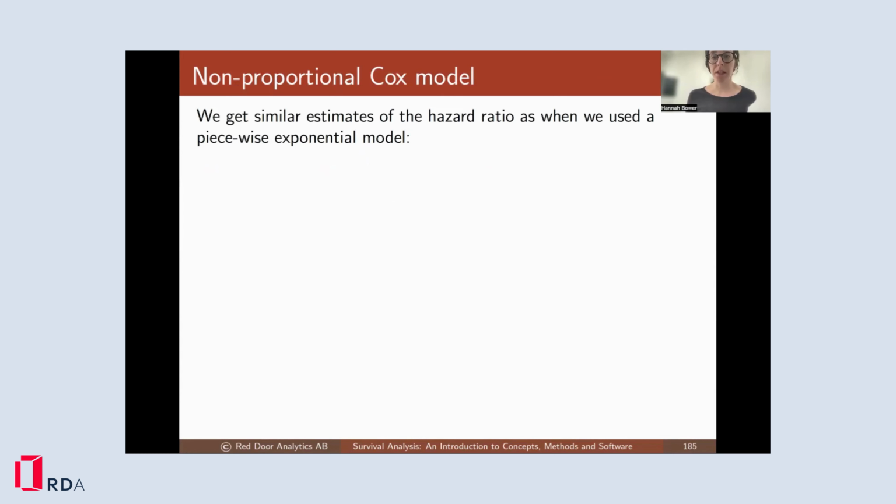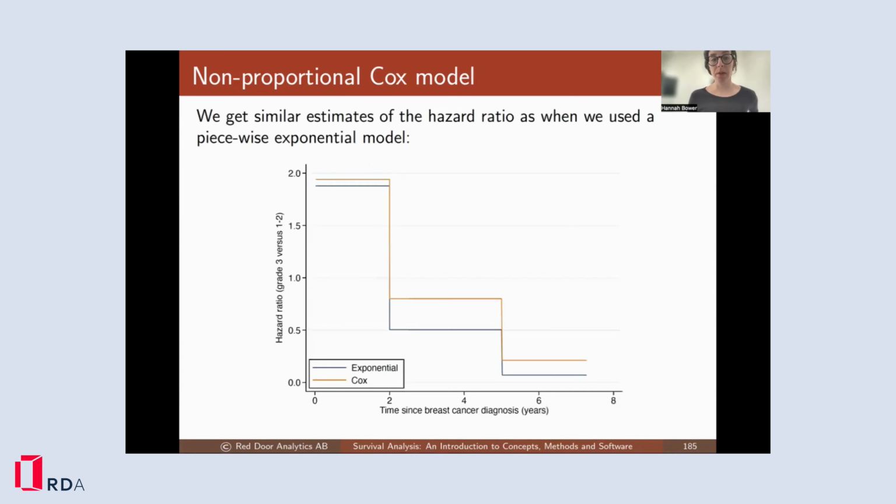As I said, we get very similar estimates of the hazard ratio when using the piecewise exponential model as the non-proportional Cox model. And you can see here what this looks like. You can see there's a little bit of variation between the estimates here. This is the hazard ratio for grade 3 versus 1 to 2 over time since breast cancer diagnosis. The blue line represents the piecewise exponential model, and the orange line represents the Cox. So we can see that there is a little bit of variation here, but we can also see that this does vary across these. Both of them allow for non-proportionality because the hazard ratio changes across the timescale.